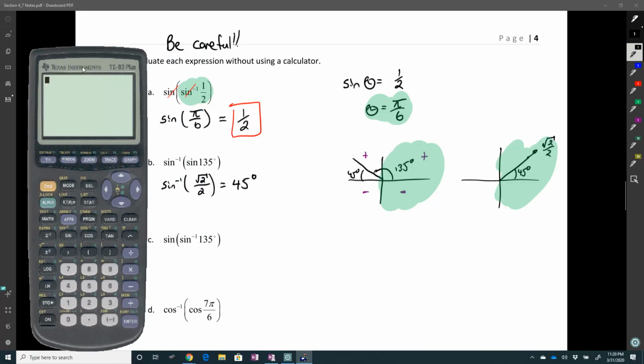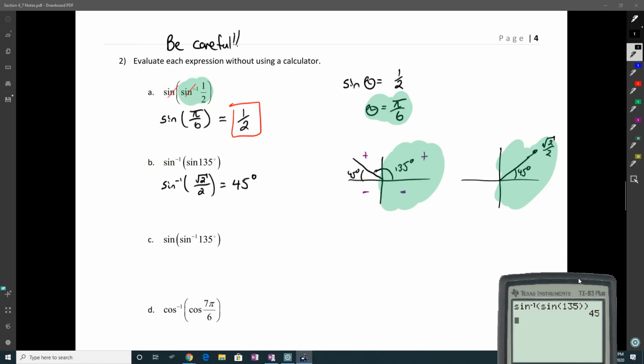And your calculator won't lie to you. I can make sure it's in degrees real quick. Yep. So I can say sine inverse sine of 135 degrees. And notice it gives me 45 as the answer.